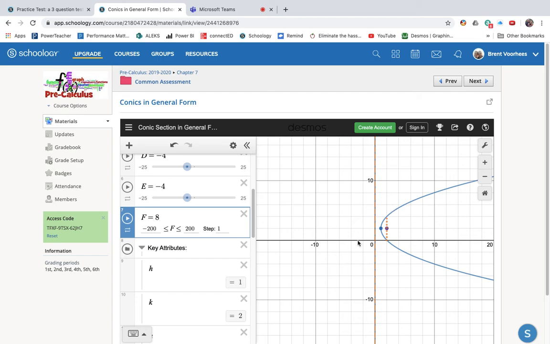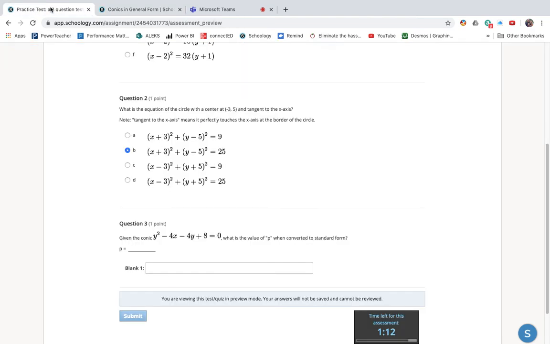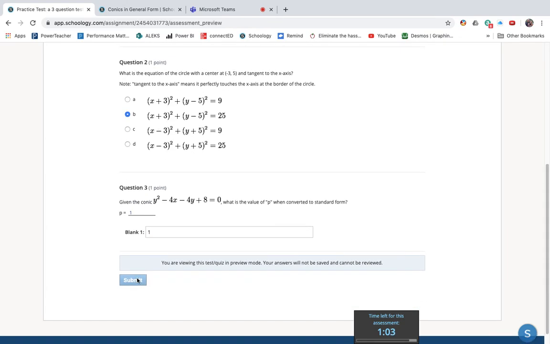So here's the picture, and I ask, what is the p-value? And so you'll go down key attributes. The p-value is 1. And so you would type in here 1. Now that I think I have the answer, I would hit submit, and that's how you would get your grade.